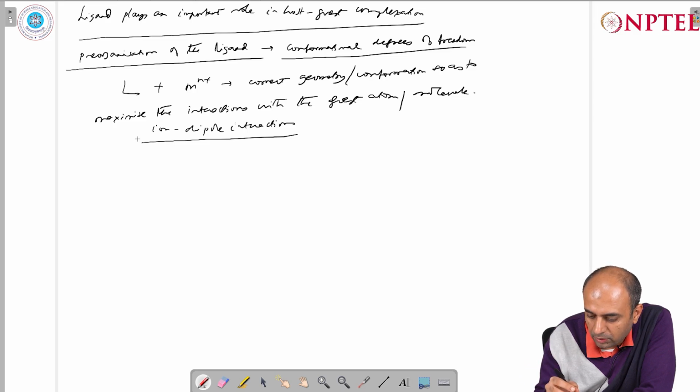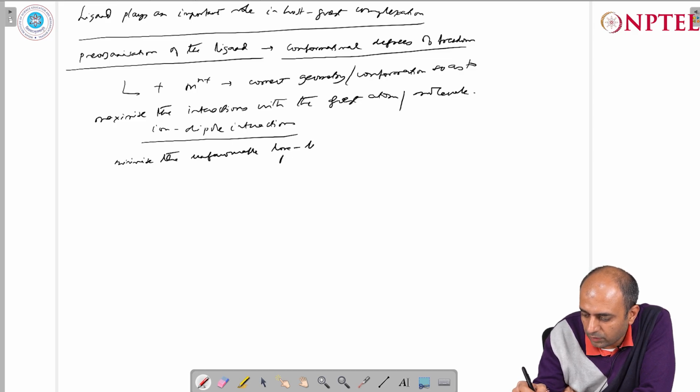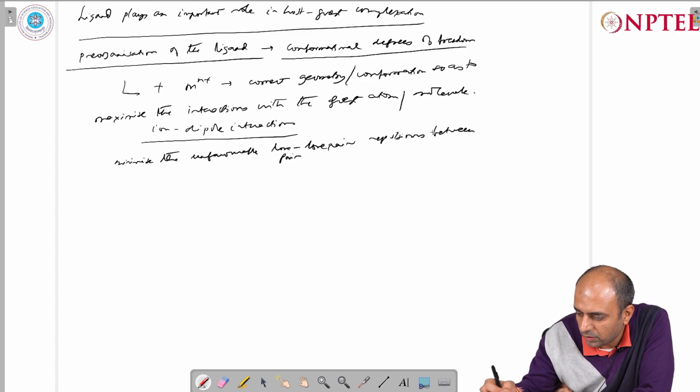So, there are two important things which must be kept in mind here. One is that you must have the correct conformation, and you also have to keep in mind that during the process of change in conformation, we must also minimize the unfavorable lone pair repulsions between the donor atoms on the host molecule.